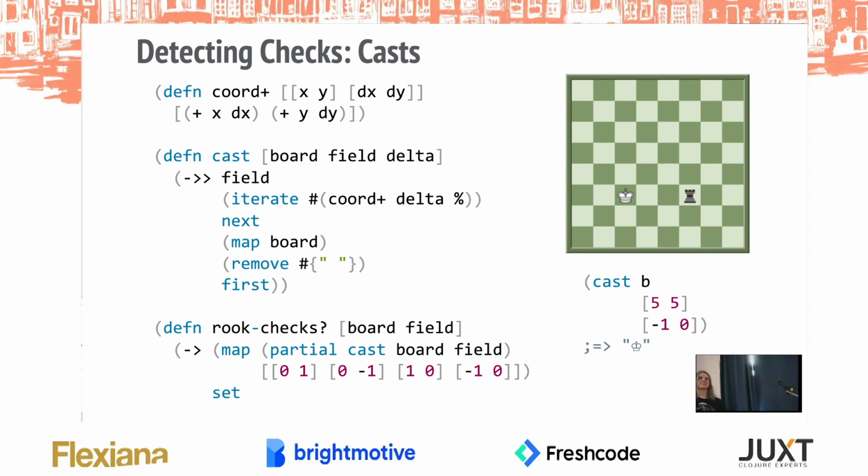So this sample function here verifies whether the rook, the given field, checks the king.